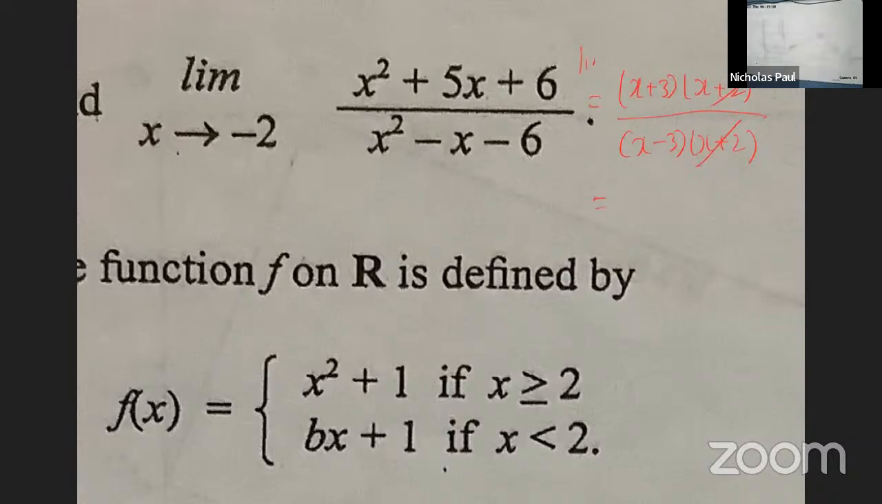Don't leave out the limit. Plug in minus 2 plus 3 over minus 2 minus 3. So I got 1 over minus 5. Right? Minus 1/5.